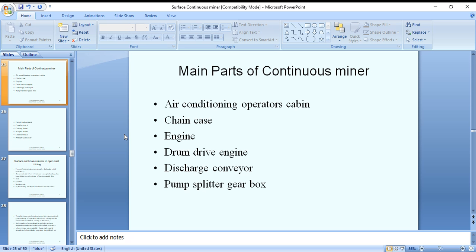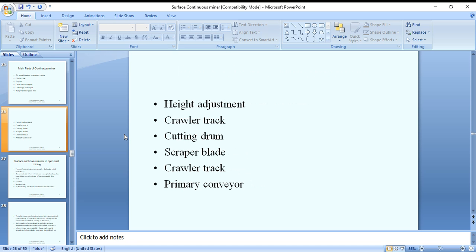Chain case is another part. Engine, drum drive engine, discharge conveyor, splitter gearbox. So these are the basic things in the main parts of the continuous miner. Height adjustment, crawler track, cutting drum, scraper blade, crawler track, primary conveyor.